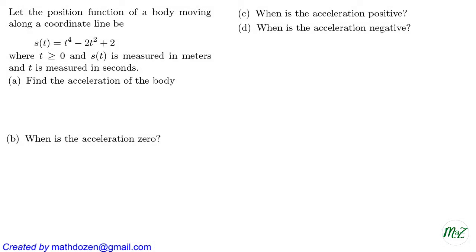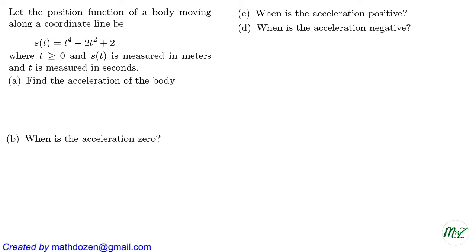Welcome everybody. We're gonna solve the following problem with application of derivatives to physics. So we consider a body that moves along some coordinate line, and we have the position function s of t being equal to t to the fourth minus 2t squared plus 2. We consider this only for positive time, and the units for the position are in meters and time is measured in seconds. So the first question is to find the acceleration of the body.